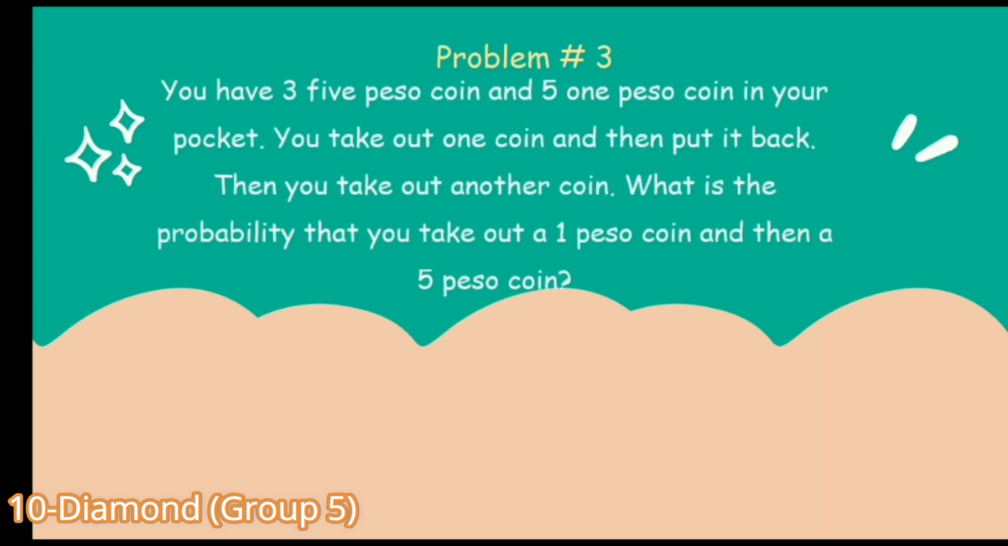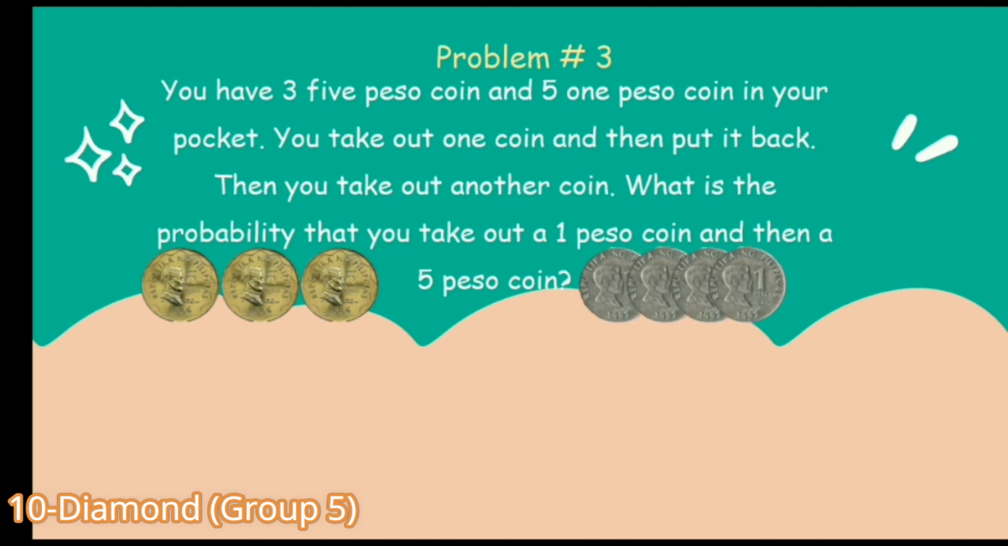Problem number 3. You have 3 5 peso coin and 5 1 peso coin. You take out one coin and then put it back. Then, you take out another coin. What is the probability that you take out a 1 peso coin and then a 5 peso coin? The keyword on this problem is put it back.